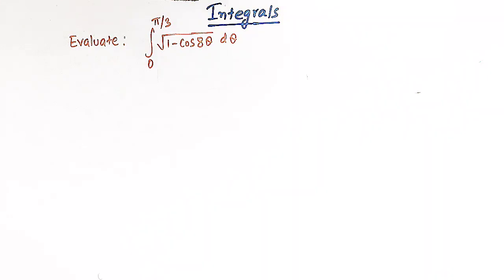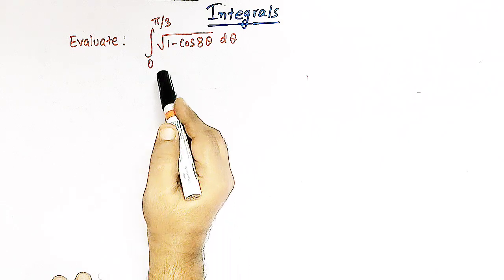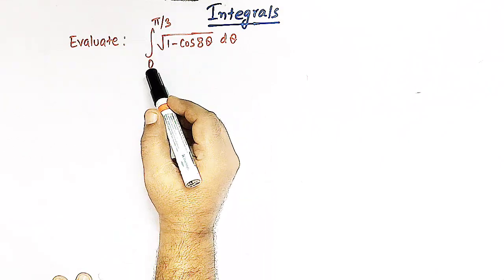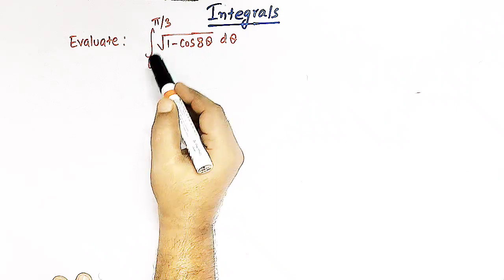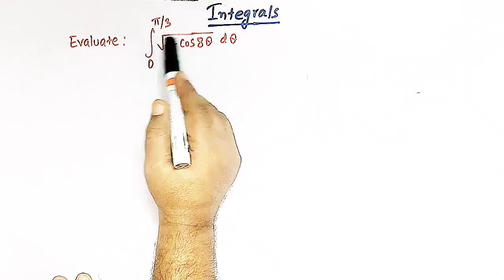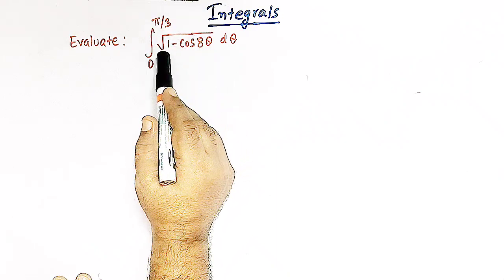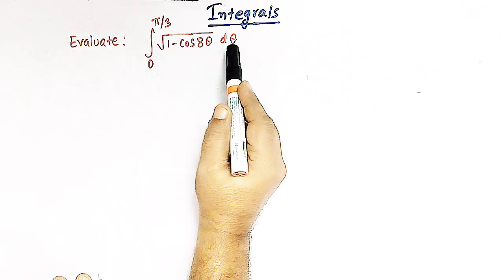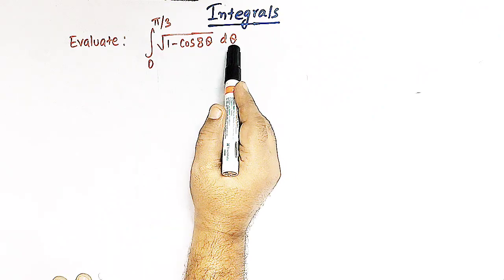Hello viewers, in today's session we are going to discuss another important and conceptual problem from definite integrals. In this session we are going to discuss a problem in which we are given a definite integral from 0 to pi by 3, and the integrand is square root of 1 minus cosine 8 theta, with d theta, right?